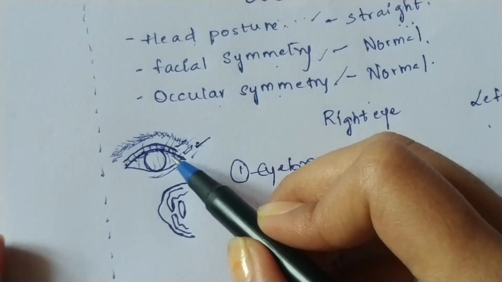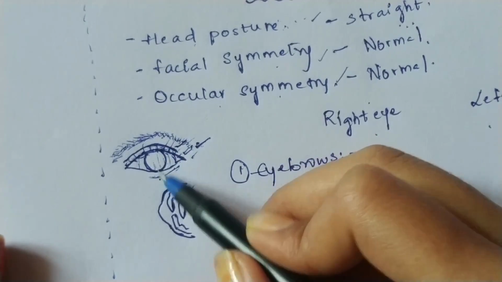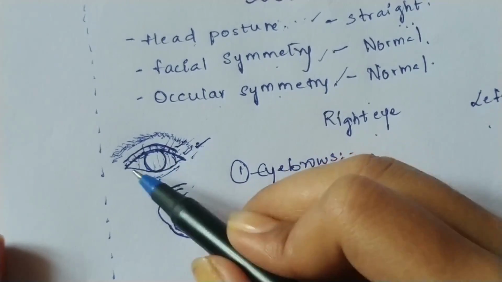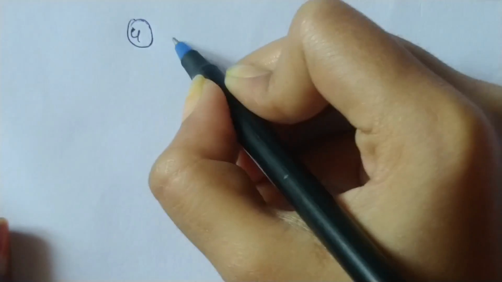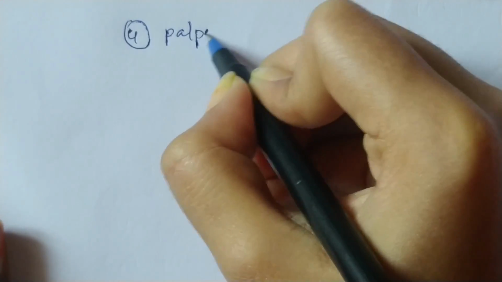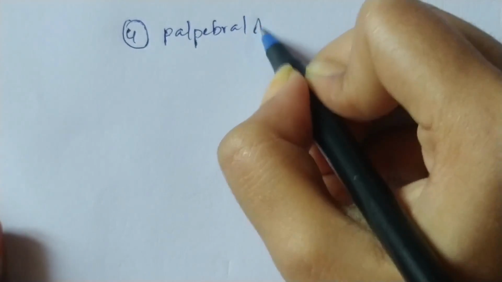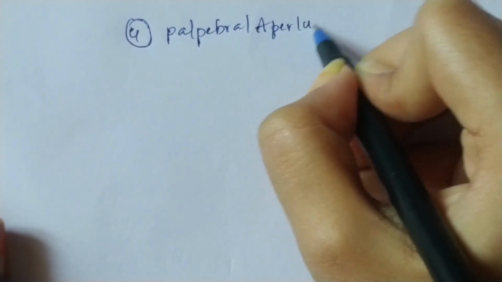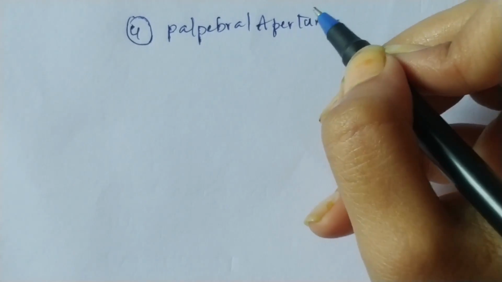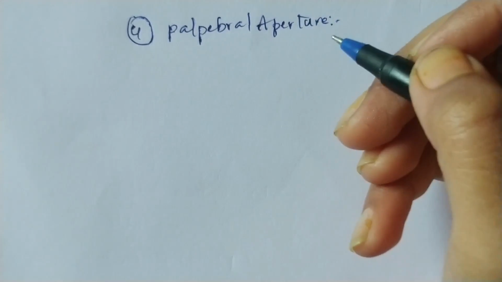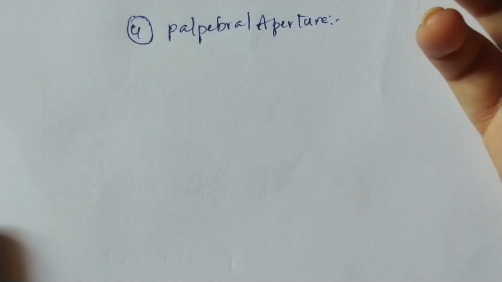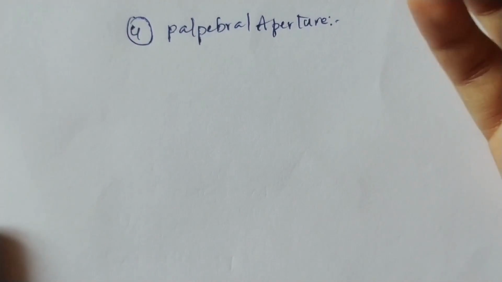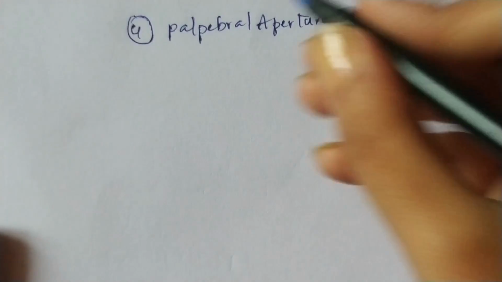Eyelid is called palpebra, right? In between these two palpebra is an opening. Opening is called aperture. So this is called palpebral aperture. What you have to look in this palpebral aperture, whether it is normal or enlarged, which is seen in exophthalmos, or small, which is seen in ptosis or anophthalmos, etc.